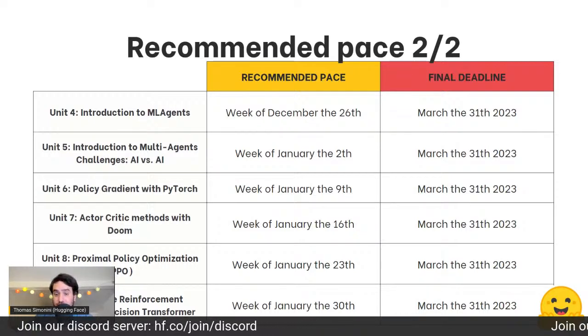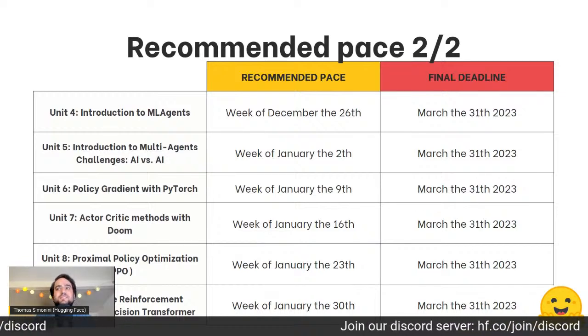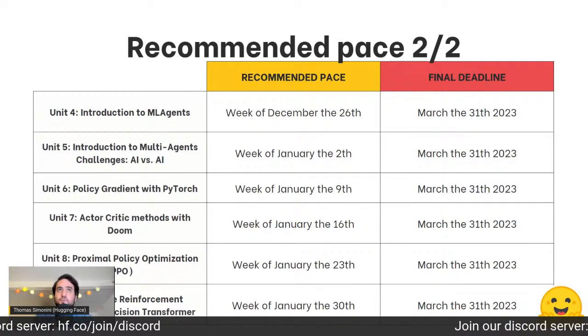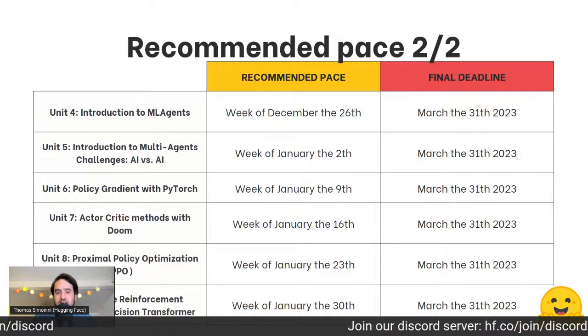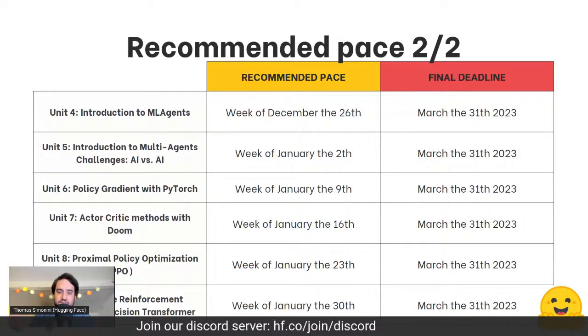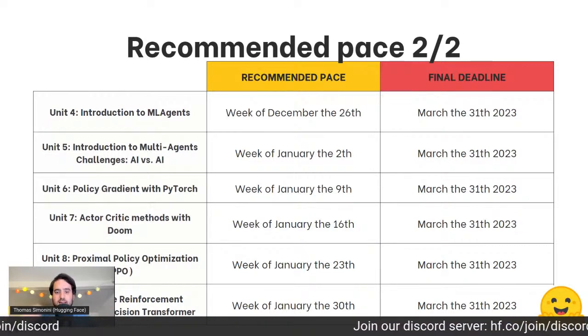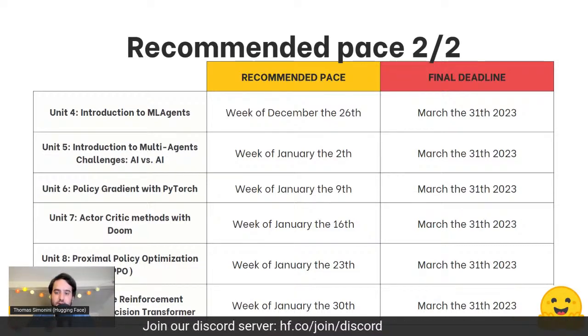Then you're going to learn about policy gradients, which is a policy-based method that is very important to understand in order to understand the state-of-the-art reinforcement learning algorithms. After that, we're going to learn about actor-critic methods with Doom. Don't worry if you don't understand the terms for now. You're going to understand them more and more as you go further in the course. Actor-critic is a hybrid method between a value-based reinforcement learning algorithm and a policy-based reinforcement learning algorithm. And you're going to train it on a Doom game.